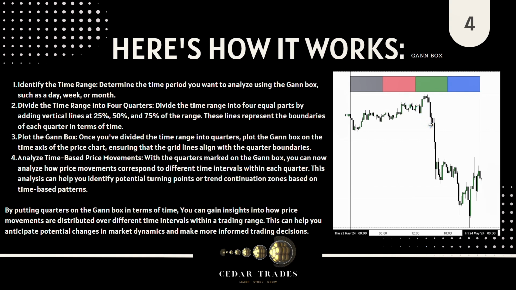So this analysis can help you identify potential turning points or trend continuation zones based on time-based patterns. And by putting quarters on the Gann box in terms of time, you can gain insights on how price movements are distributed over different time intervals within a trading range. This can help you anticipate potential changes in market dynamics and make more informed trading decisions.